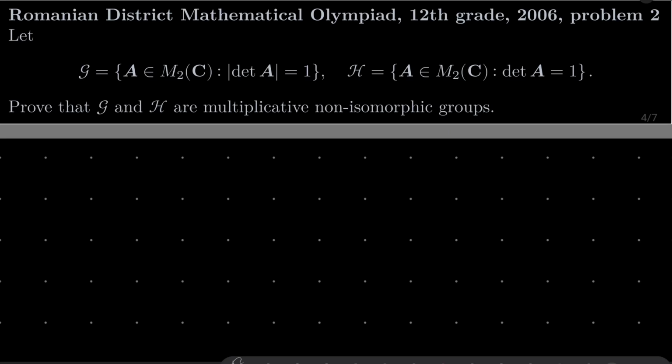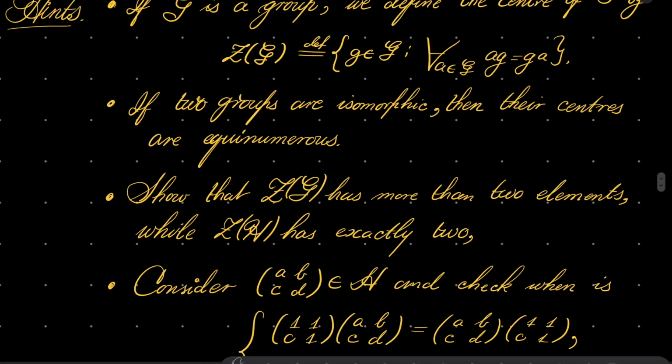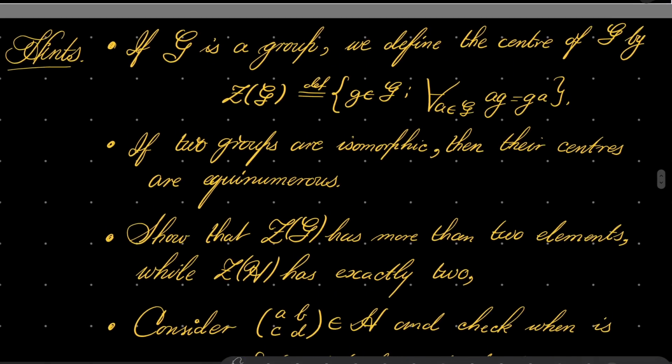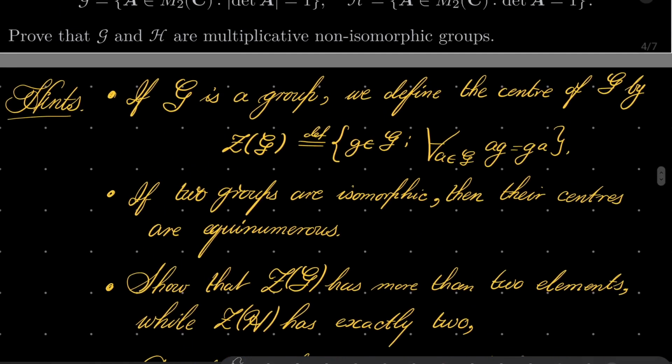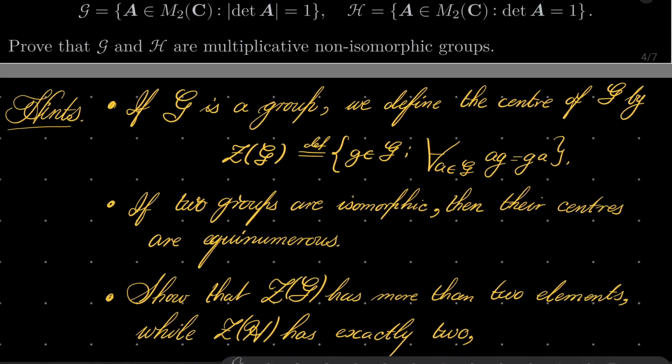It's a very nice problem. Again, a bit hard for 12th graders, but it is what it is. Here are my hints. Showing that they are groups is rather trivial if you know the property that the determinant of two matrices can be written as the product of determinants. But to show that they are not isomorphic, the easiest way is to use the notion of the center of a group.